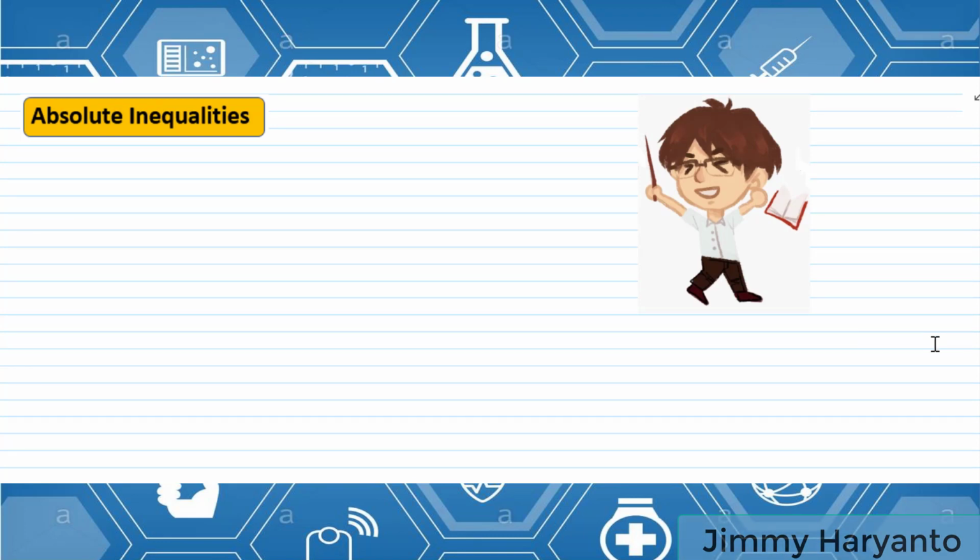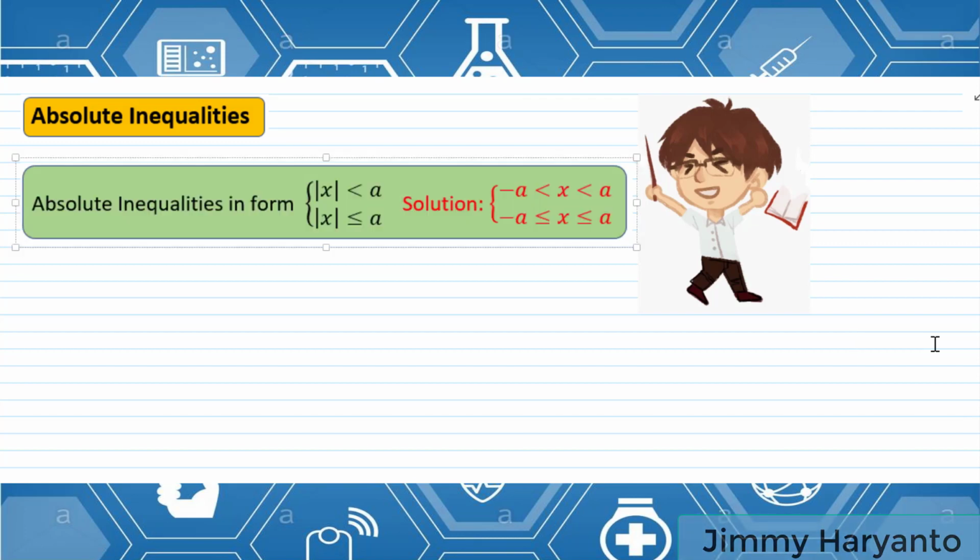Okay, the next section is absolute inequalities. Yeah, it should be called absolute function inequalities. What is that? The first form is this one. Absolute value of x less than a. Absolute value of x less than or equal to a. Okay, a. What is a? A is a number, so it's a constant.